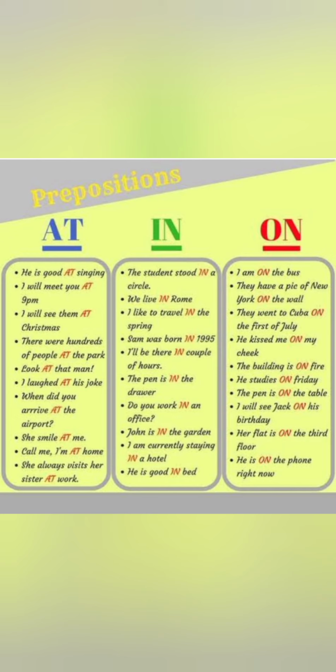For example, if we say look at that man, that means we are talking about that particular point. For in, the student stood in a circle. See, that means it is telling the position of an enclosed space, that is a circle. And when we are talking about being over something on the surface, we use an example like I am on the bus, that means you are on the surface of the bus. So these three are used for different positions of places.